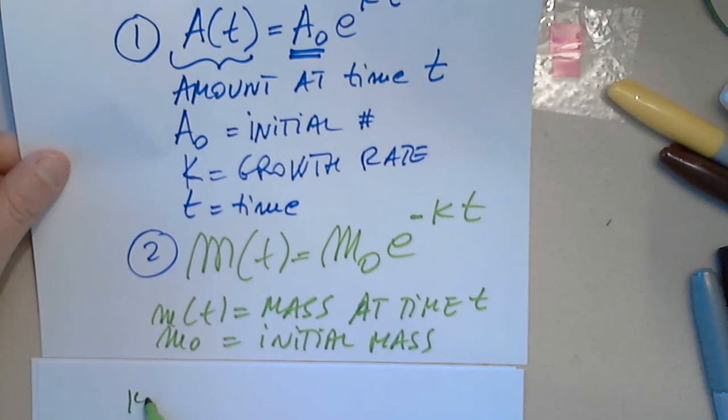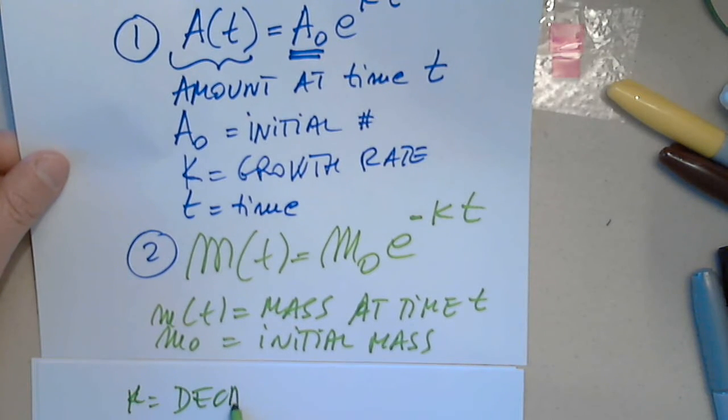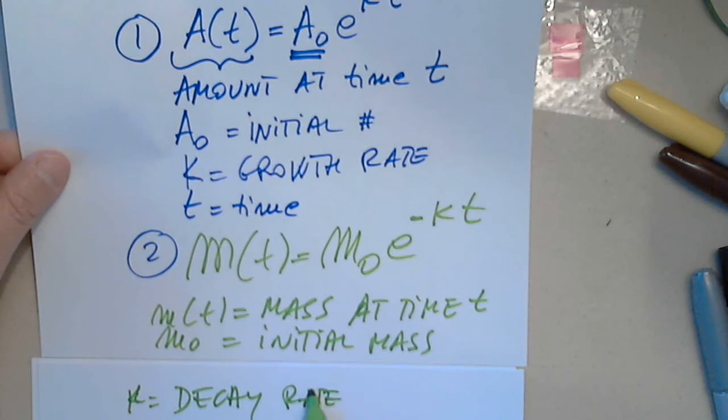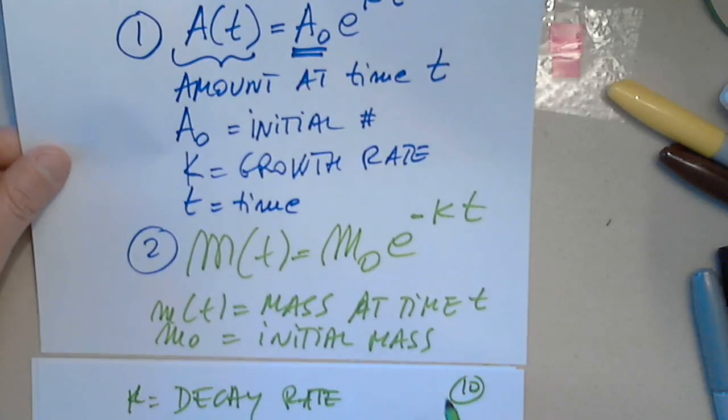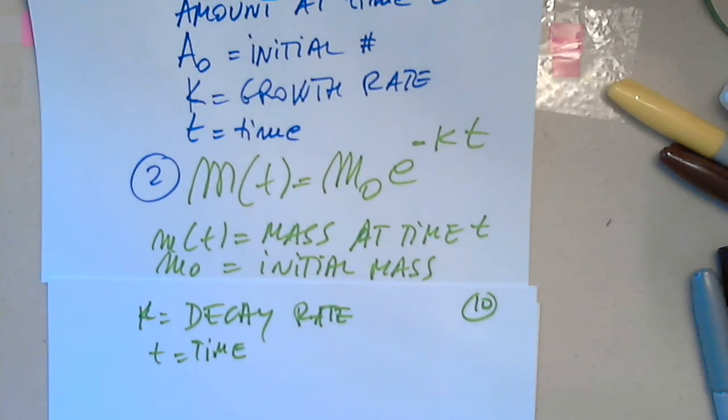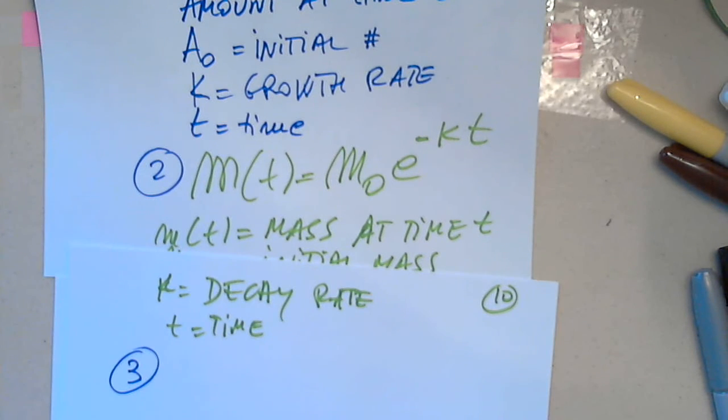So K, decay rate, and T time. Okay. These we've seen before, we're going to work on them, but I just want to show you the third model. We have time to look at one problem with the third model, which is the logistic growth model. So if you have your book, I'd like to start with 43-44, page 531.